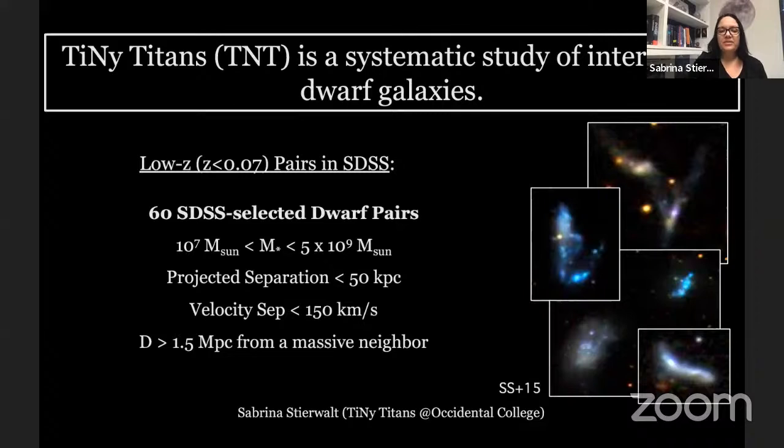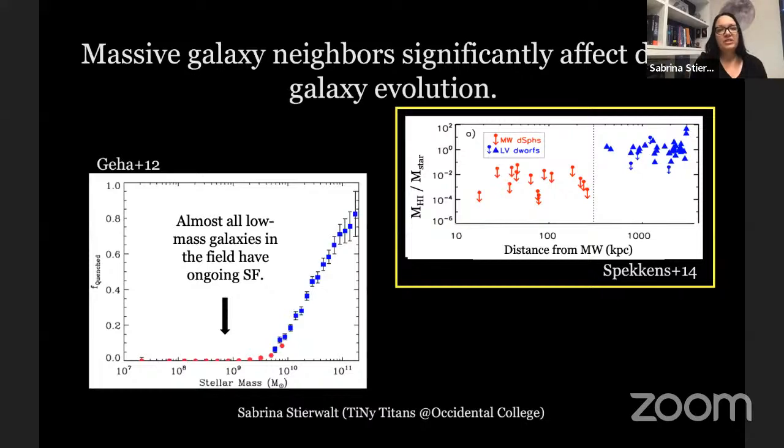And I do want to point out this one important criterion at the bottom here, which is that we require that our dwarf pairs be more than 1.5 megaparsecs from a massive neighbor. That's because we really want to understand what happens when dwarf galaxies merge with each other and not be tainted by an overall environment where there's a massive galaxy neighbor potentially influencing their evolution. And we do that because we know that massive galaxy neighbors can significantly affect dwarf galaxy evolution.